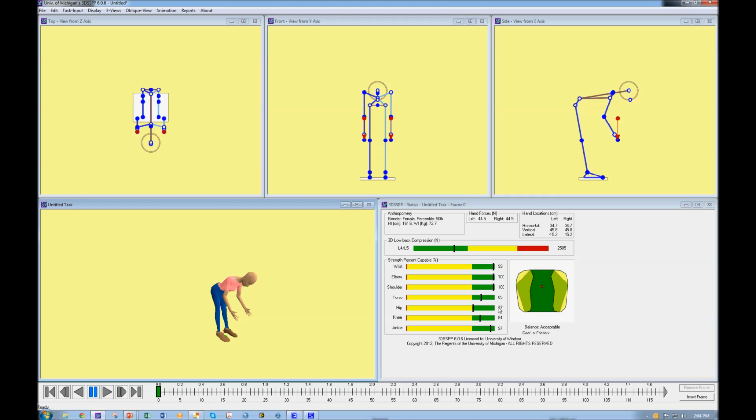Comparatively, down here, based on this posture and the amount of force that the hands are exerting, only 77% of the population can actually do this task, which is still above our 75th percentile capable in terms of strength, but we're getting close to getting into the yellow zone, which is a problem as we want to accommodate 75% of all females.